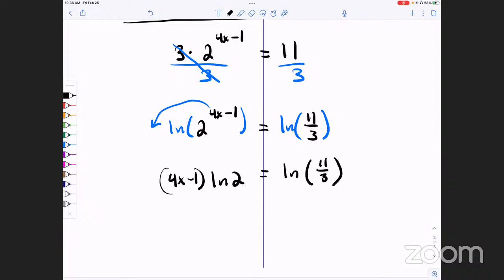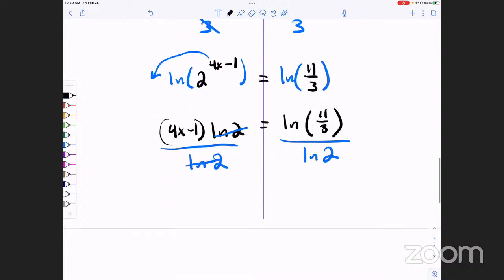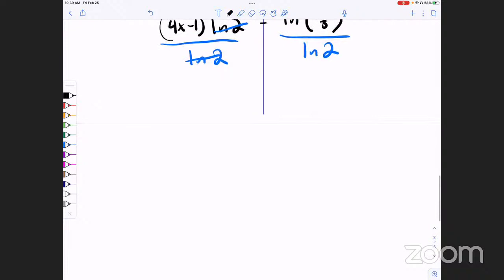Equals the natural log of 11 over 3. Again, this natural log of 2 is just some number. So we have a number times this binomial equals some other number. If we're moving things away from the x, what do we do with this number? If we're multiplying by that number and want to undo it, we divide by that number. So we divide both sides by the natural log of 2. A number divided by itself is 1.